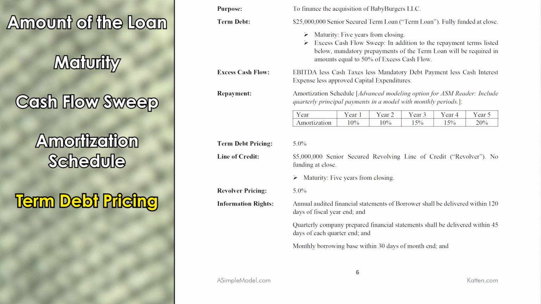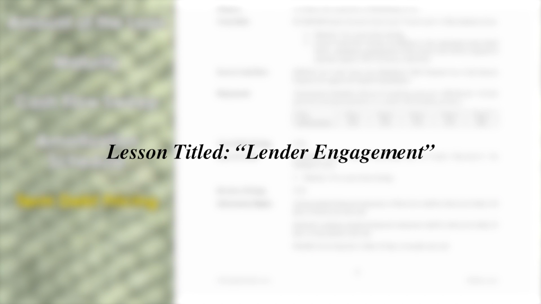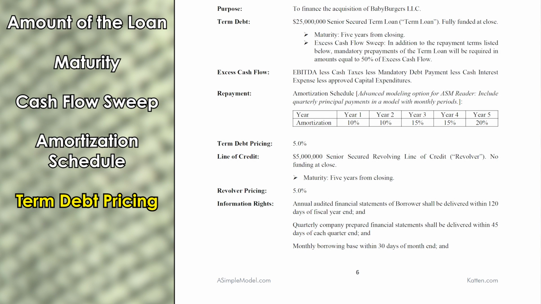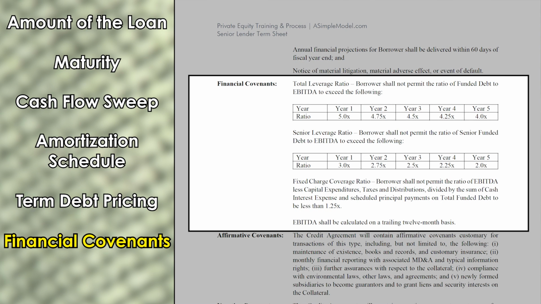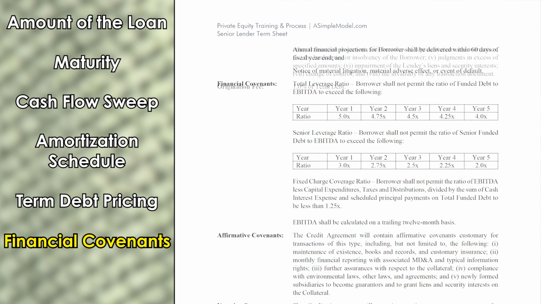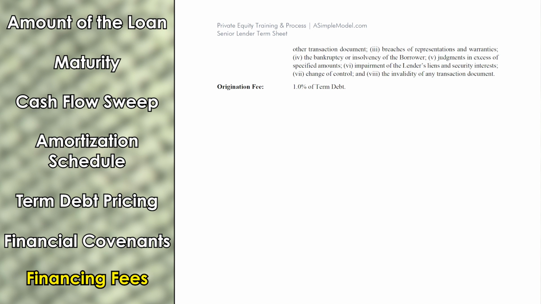And in this example, a benchmark rate has not been included. But per the explanation in the lesson titled Lender Engagement, this would normally be expressed as a benchmark rate, such as LIBOR plus a fixed rate. After that, you have the financial covenants. And finally, any financing fees, which in this example includes a 1% origination fee.